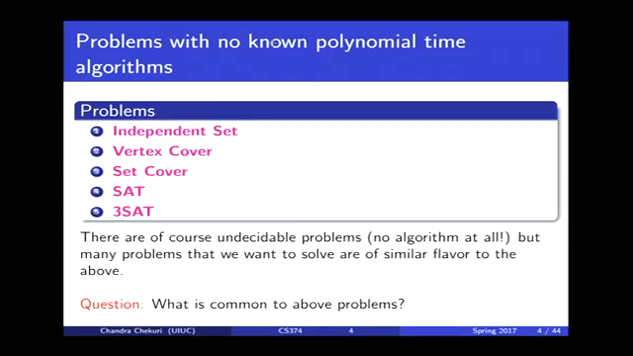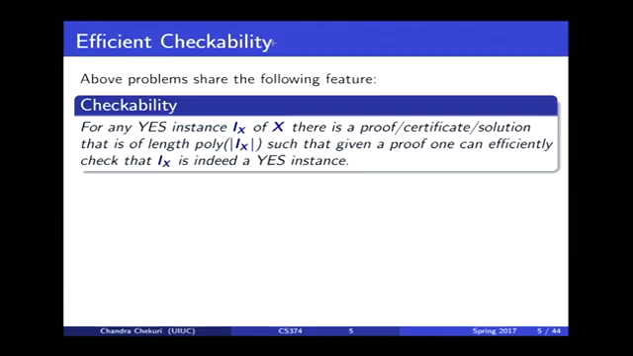The motivation to consider this class of problems is that there are many natural examples, and some of these are what we discussed already: independent set, vertex cover, set cover, which we didn't discuss, SAT, 3-SAT, for which we have simple exponential time algorithms by brute force, but for which we don't have any efficient polynomial time algorithms. So how do we deal with them?